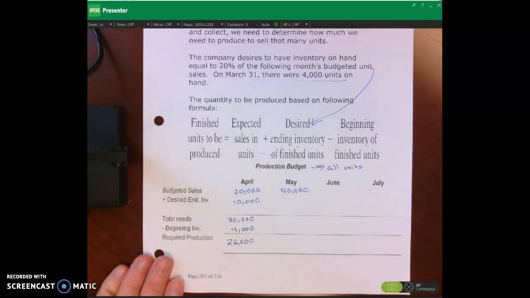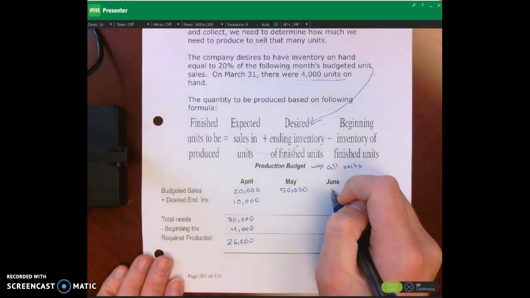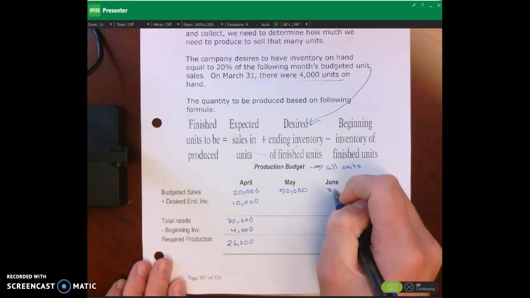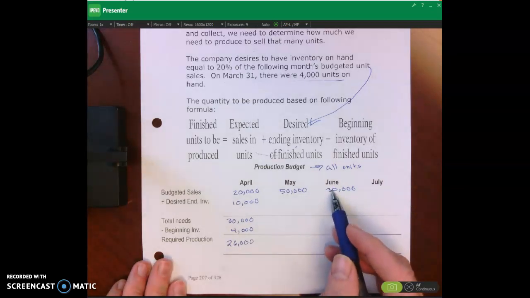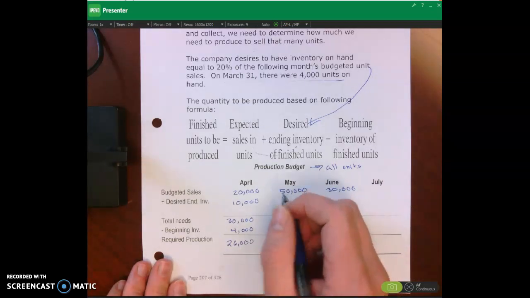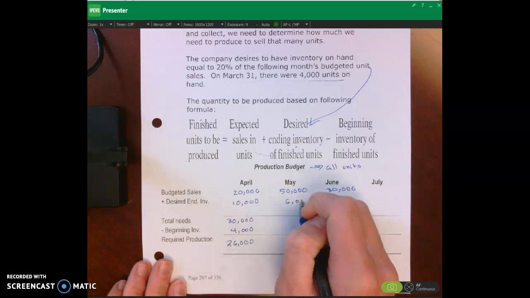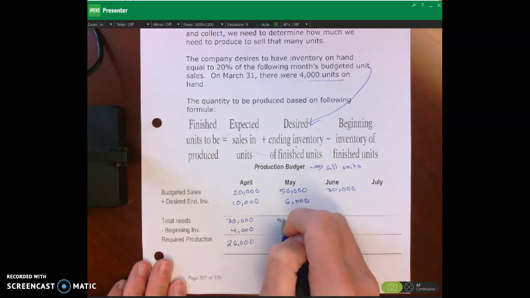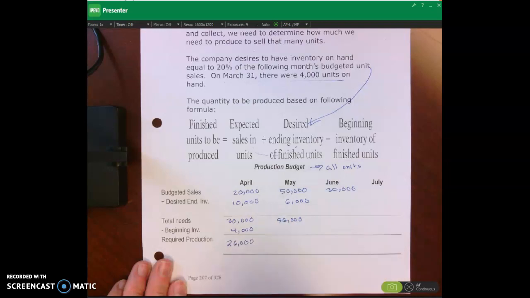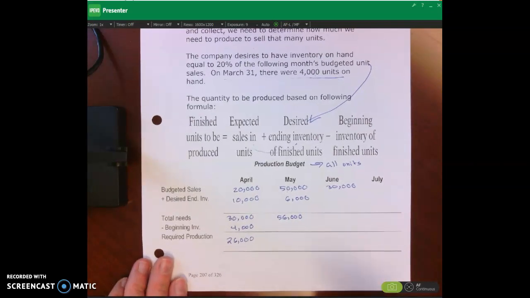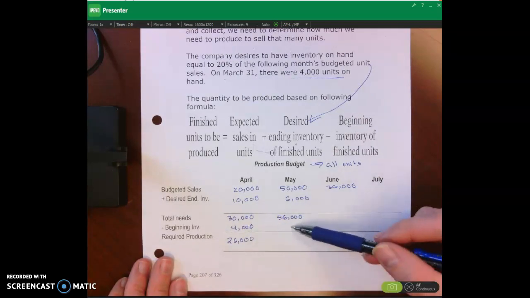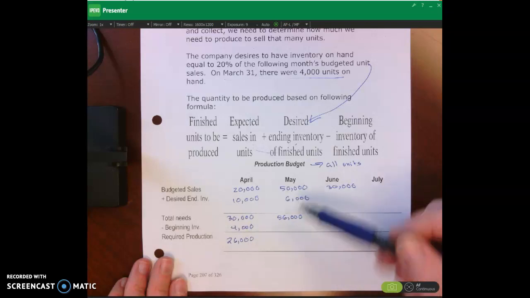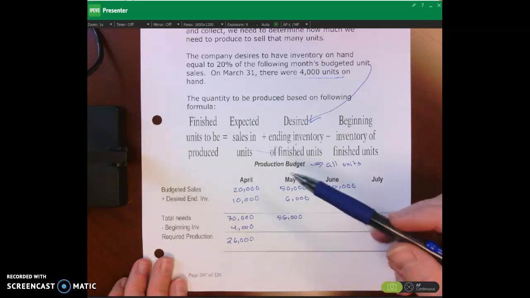Okay? So remember, June was 30,000. So if I look over here, 30,000 times the 0.2, 6,000. I need to have 56,000 units. Now, what is my ending inventory for May? Well, let's look at what we did over here for my beginning inventory for May. I got ahead of myself there.